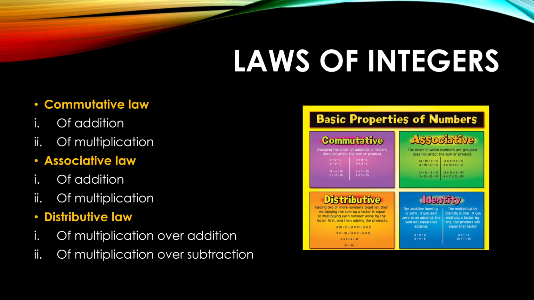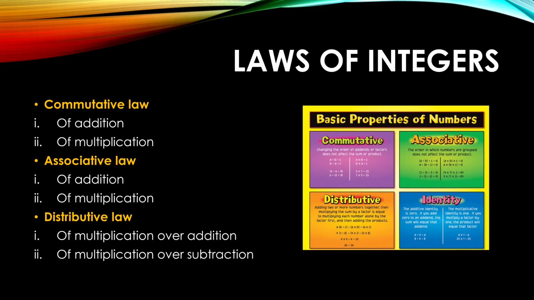The commutative law is one of the most important properties in mathematics. It applies to both addition and multiplication of integers. The key idea behind the commutative law is that the order in which you perform the operation does not affect the result.